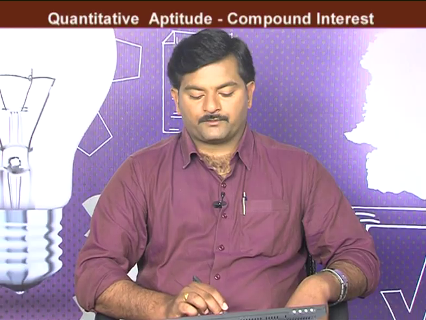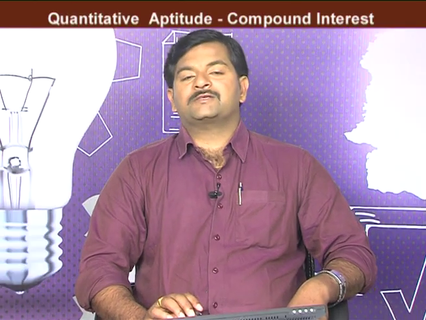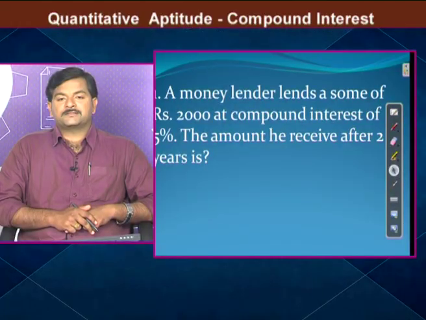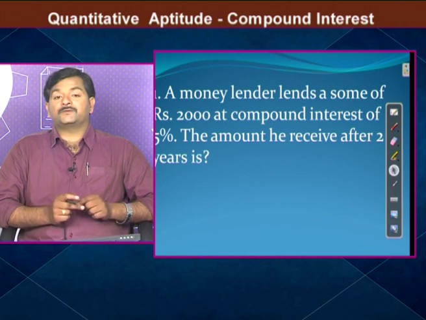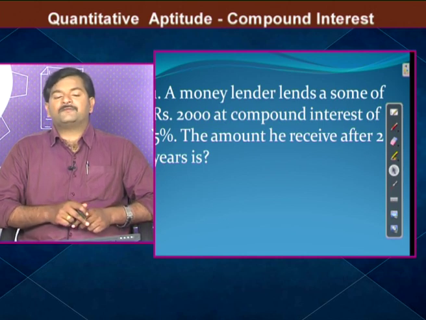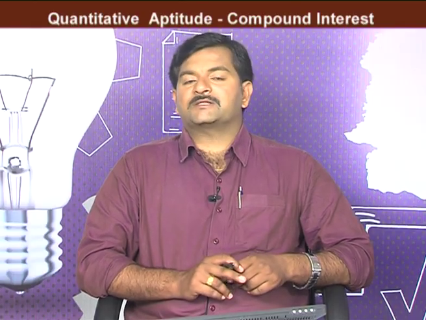Okay. So now here is the first question regarding compound interest. So what is the question? A money lender lends a sum of rupees 2000 at compound interest of 5%. The amount he received after 2 years is, he asked you to find the amount he received after 2 years. What is given? P value is given. How many rupees? 2000 rupees. Next, rate of interest is given. How much? 5% is given.